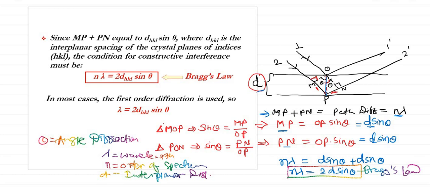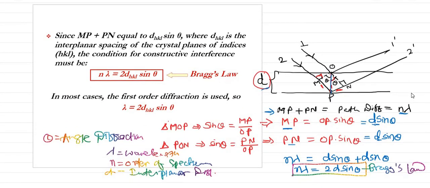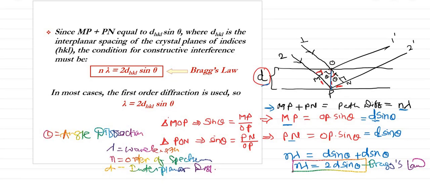So if we know this condition, n lambda is equal to 2D sin theta, then we can say that the X-rays which satisfy this condition can produce Bragg's diffraction. Generally, we talk about first order diffraction only, so n is equal to 1, and therefore lambda is equal to 2D sin theta. Now D suffix HKL, where HKL are nothing but Miller indices, the specification of the plane. So this is all about Bragg's law or Bragg's condition.